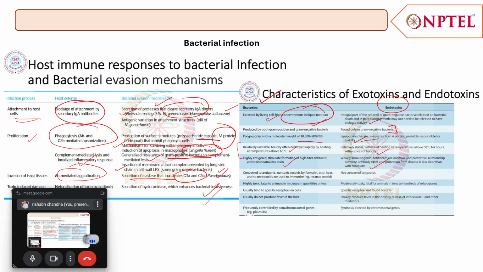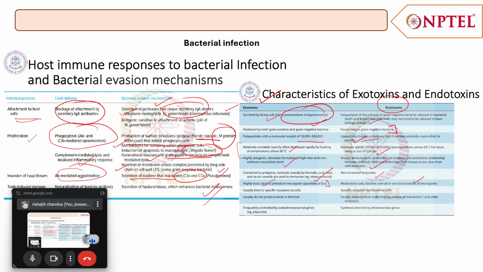Exotoxins are converted to antigenic, nontoxic toxoids by formalin, acid, heat, and so on. Toxoids are used to immunize, for example tetanus toxoid. The endotoxins are not converted to toxoids at all. Exotoxins are highly toxic, fatal to animals in microgram quantities or less. Endotoxins are moderately toxic, fatal for animals in 10 to 100 micrograms.